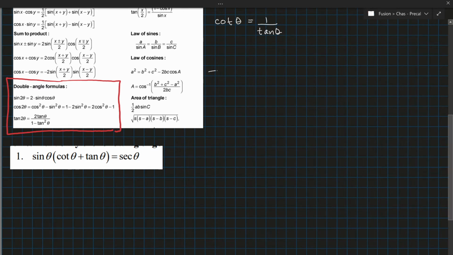Yeah. So let's write that out. So one, focus on one side.